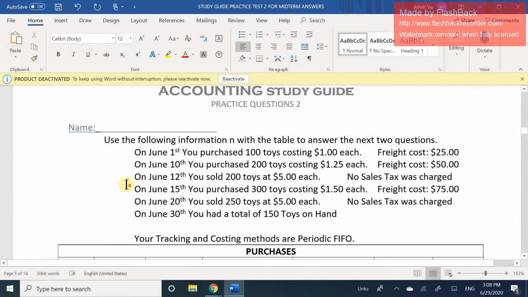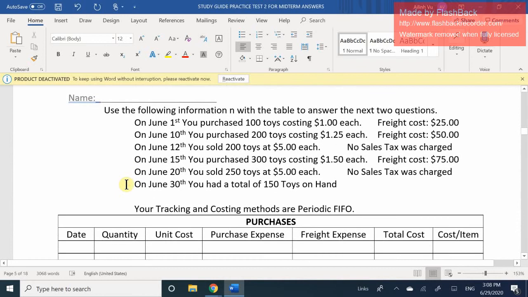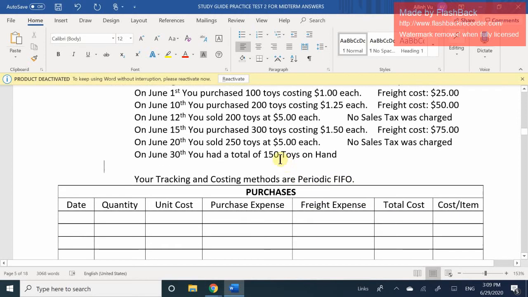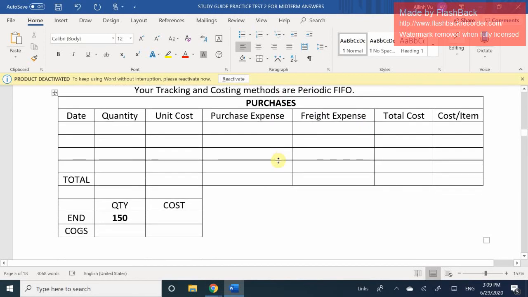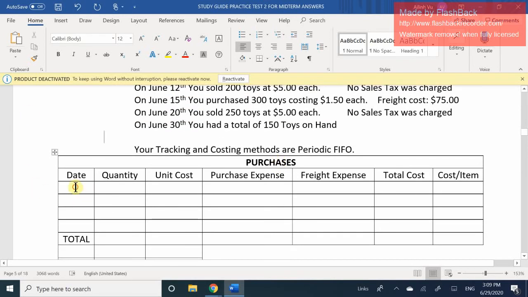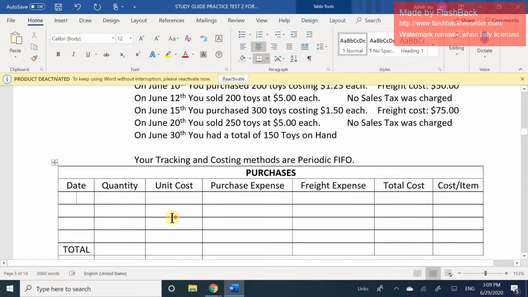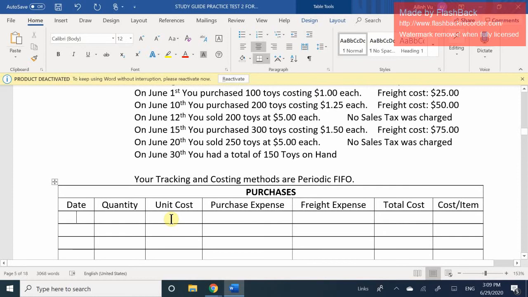So use the following information with the table to answer the next two questions. This is the same scenario, except this time your tracking and costing methods are periodic FIFO. So let's do this all together one at a time and recalculate for practice purposes. Okay, so I have it on June 1st.